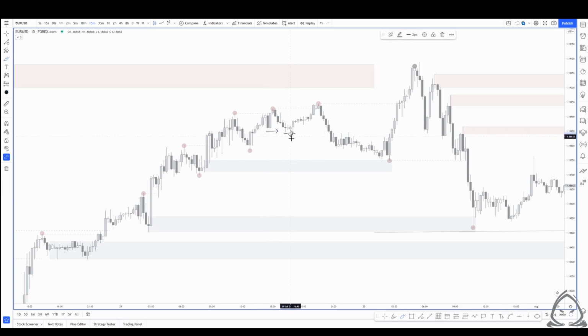We created equal lows, we swept liquidity. So in theory, we could look for a demand zone in this area.